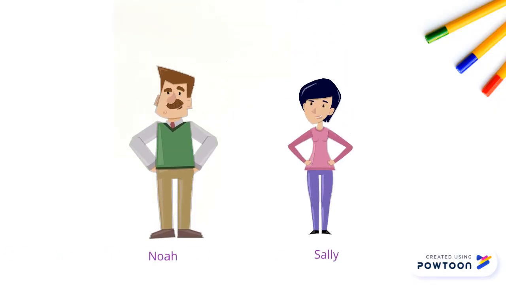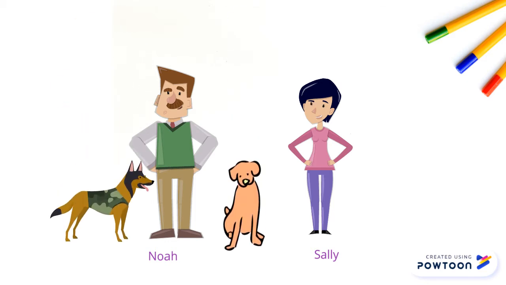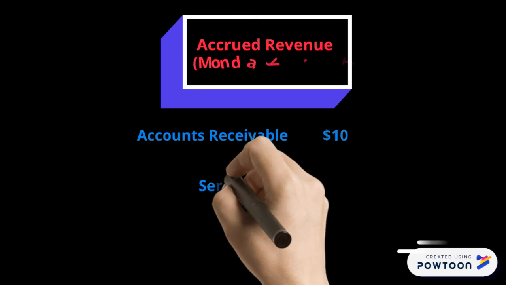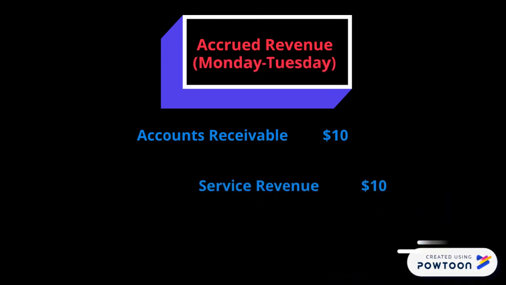less liable. If instead Sally had paid Noah at the end of the week after he had walked the dogs, then this would be known as accrued revenue, which Noah would record by debiting the receivables account to increase it and crediting the revenue account to decrease it, since he has earned the revenue but has not yet received cash.